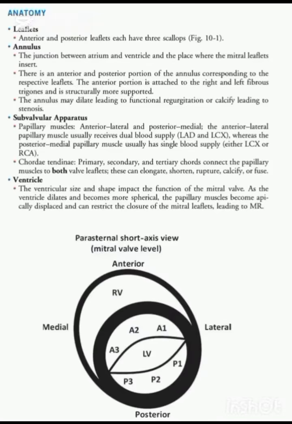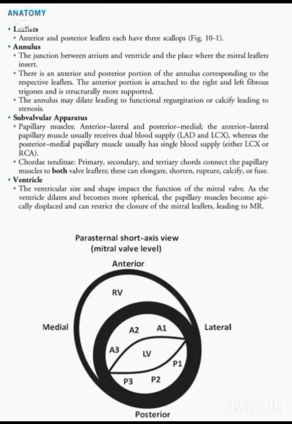Subvalvular apparatus: papillary muscles, anterolateral and posteromedial. The anterolateral papillary muscle usually receives dual blood supply from the LAD and circumflex artery, whereas the posteromedial papillary muscle usually has a single blood supply, either circumflex or RCA. Chordae tendineae, primary, secondary and tertiary cords, connect the papillary muscles to both valve leaflets. These can elongate, shorten, rupture, calcify or fuse.